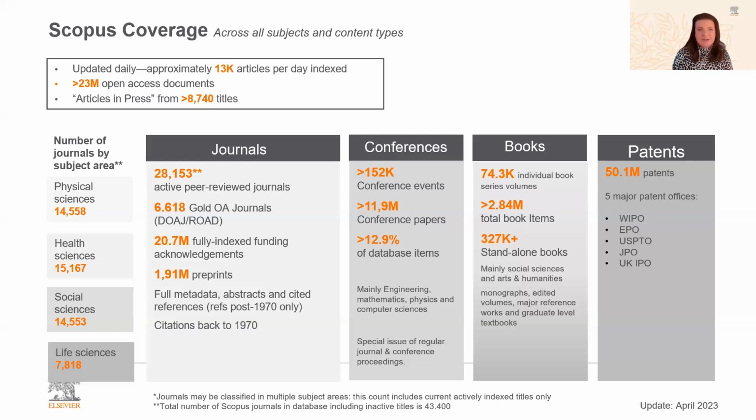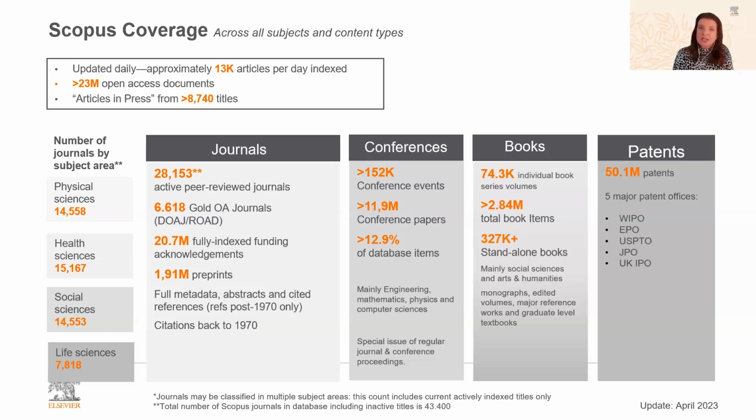Then we cover the conference part, so conference papers, which is almost 13% of the database in Scopus. Here more than 152,000 events and almost 12 million conference papers. Conference papers are especially important in engineering, mathematics, physics, and computer sciences. They are very heavily reliant on conference papers.